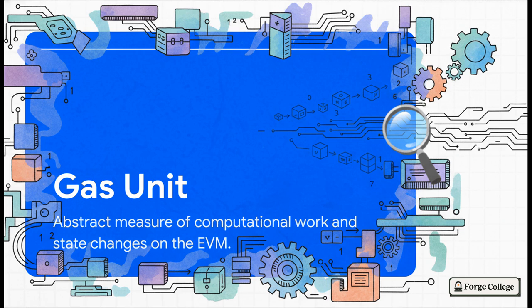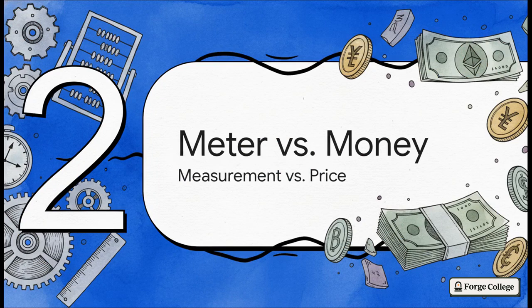Gas is fundamentally an abstract unit. It essentially meters EVM computational work. Think back to that execution trace, all those opcodes and stack memory behaviors you studied in the previous module. Every single opcode executed, every byte of data processed, every state transition maps directly to a specific gas cost. The network charges this to cap resource usage and keep the entire system from grinding to a halt.